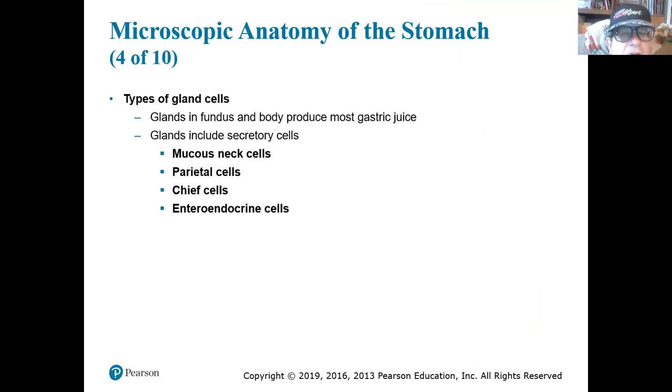All right, so two types of glands in those gastric pits. Glands in the fundus and the body make most of the gastric juice. Glands include secretory cells, the things that give stuff off. The ones in the neck make mucus, that bicarbonate-filled, lovely protective mucus. But then we have parietal cells, chief cells, and enteroendocrine cells, the ones that make hormones.